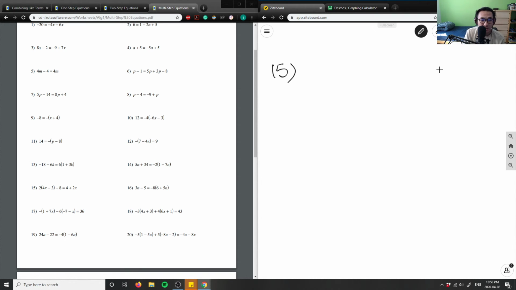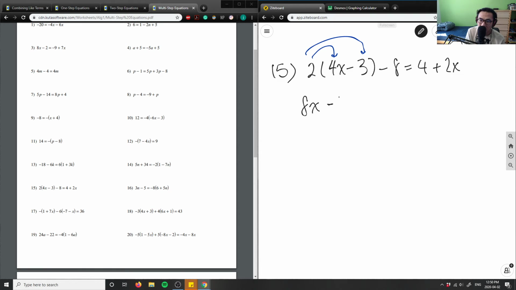So this 15 here is 2 times 4x minus 3 minus 8 equals 4 plus 2x. So I see a lot of things we can do here. So again, what we want to do first is break down the brackets, right? We want to expand this, use distributive property and expand the brackets here. So again, 2 times 4x here is 8x. 2 times negative 3 here is minus 6. And then I'm left with negative 8 here equals 4 plus 2x.